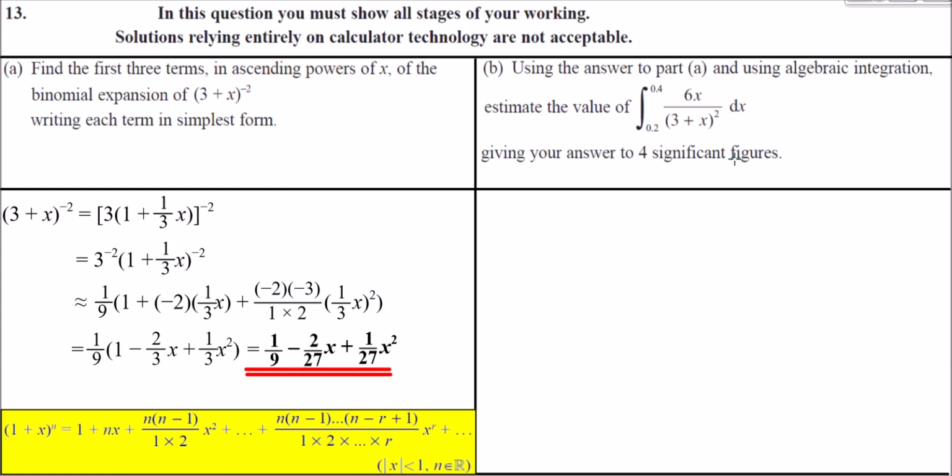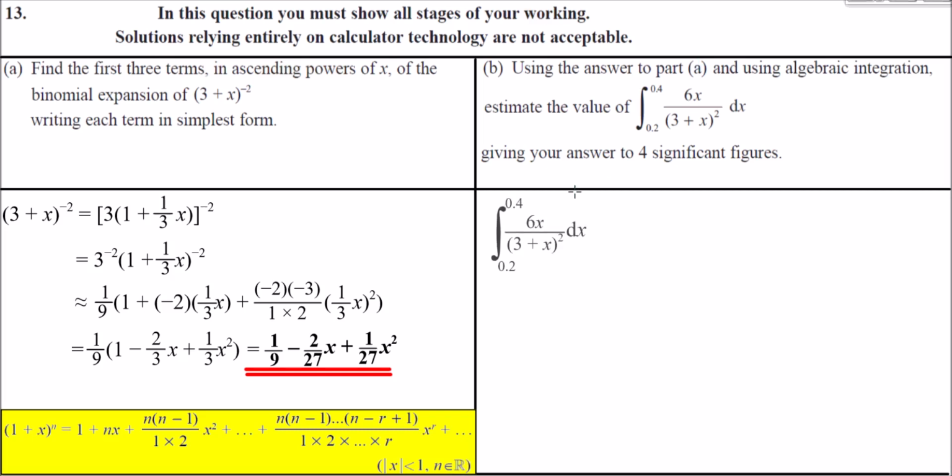So essentially, this is a different numerical method for approximating an otherwise tricky integral. So essentially, we need to spot that the 3 plus x squared at the bottom is the same as 3 plus x to the power minus 2. So we can use part A like the question's saying, but it's not immediately obvious.